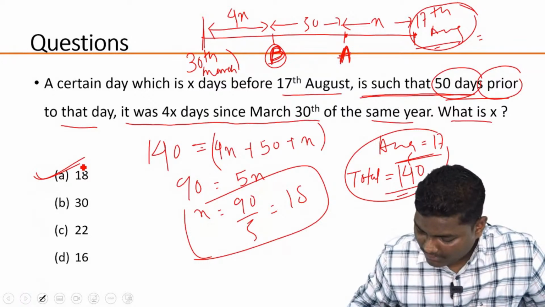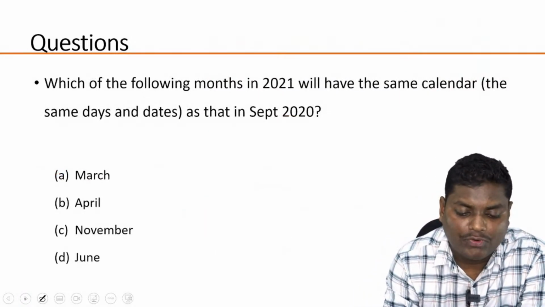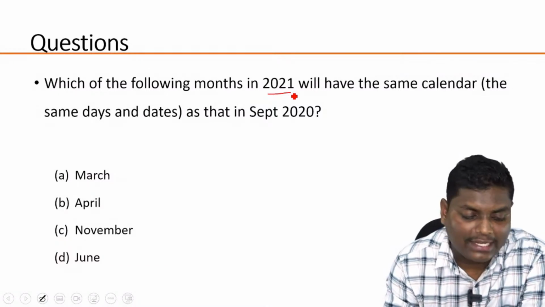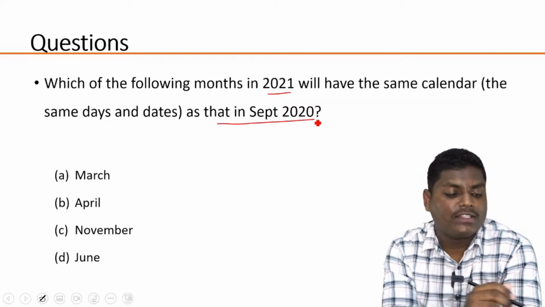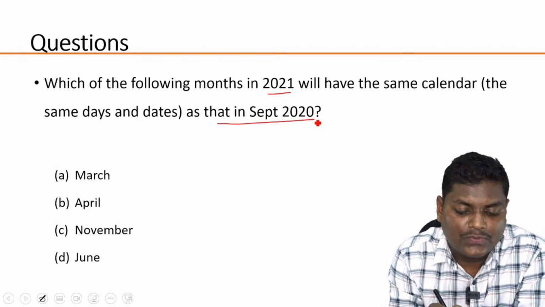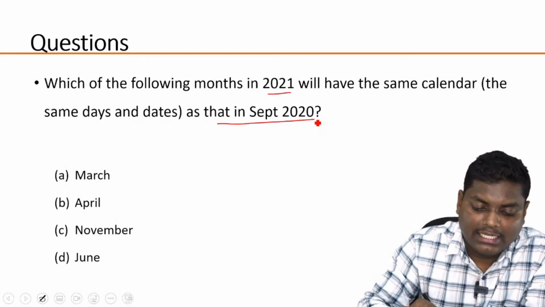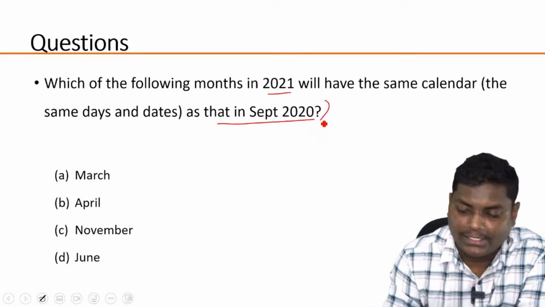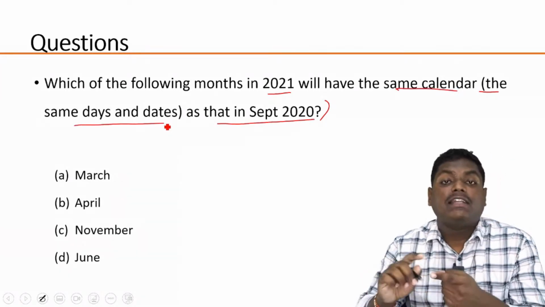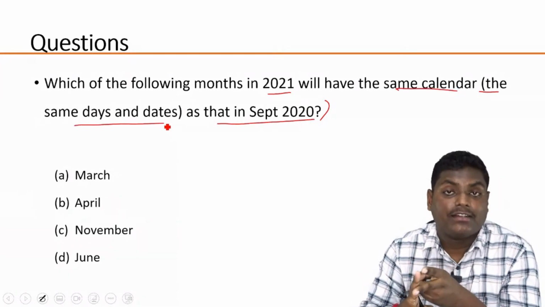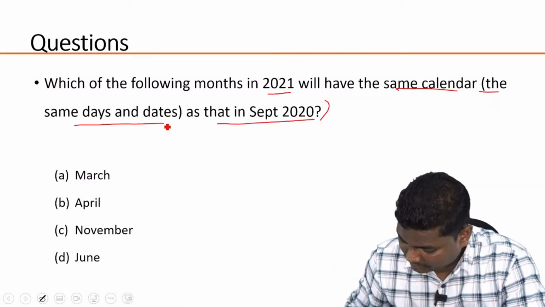Okay, moving to the next question. Which of the following months in 2021 will have the same calendar as that in September 2020? Try and solve this question. Same calendar means, it is important to understand, it will have the same day and the same date, and also the number of days in the month should be equal. Great, Rumi.